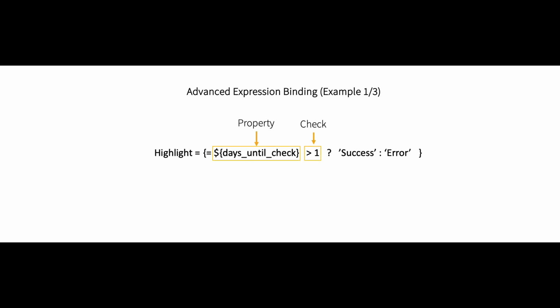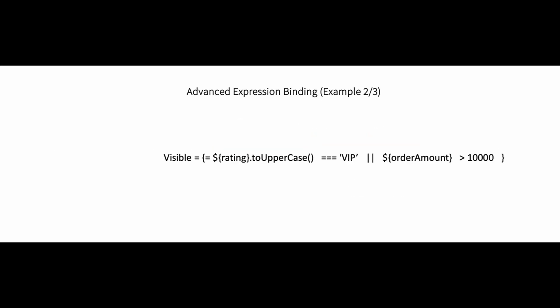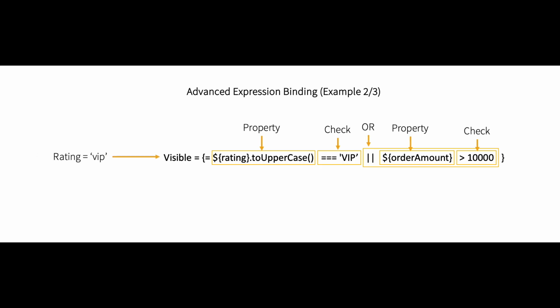Here we've got a highlight check, which will check a property against a number and then return either a true or false output. In this case, this can just be a string with the result as success or error. In the second example, we're changing the visibility of a component via this binding, where we can even use methods such as toUpperCase, run a check against that, and also include OR statements, where we can then compare a different property against a different amount.